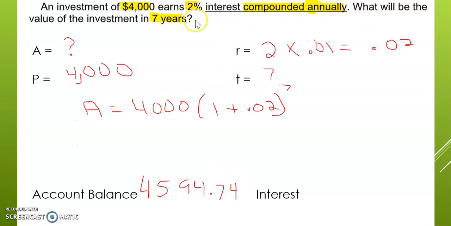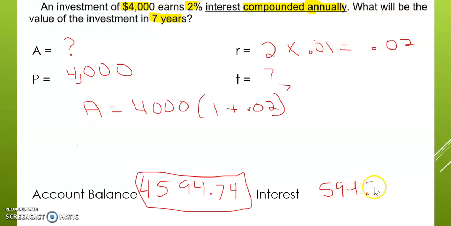And when it says what will be the value of the investment, that's the value of my investment. If it did ask what the interest is, the interest would be $594.74. And I got that from taking the everything, or the all, minus the 4,000, which gives me just what my interest was that was paid on that.